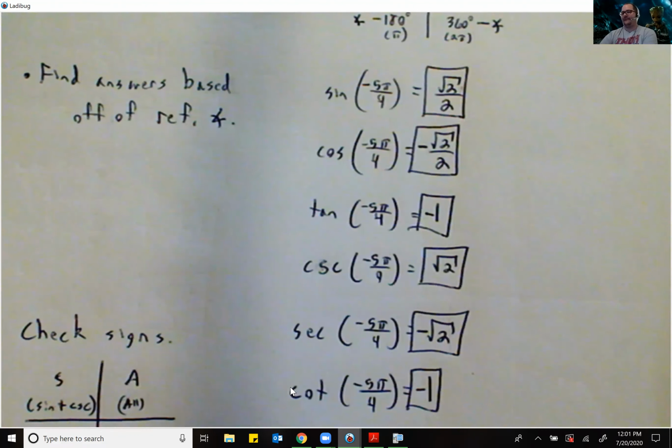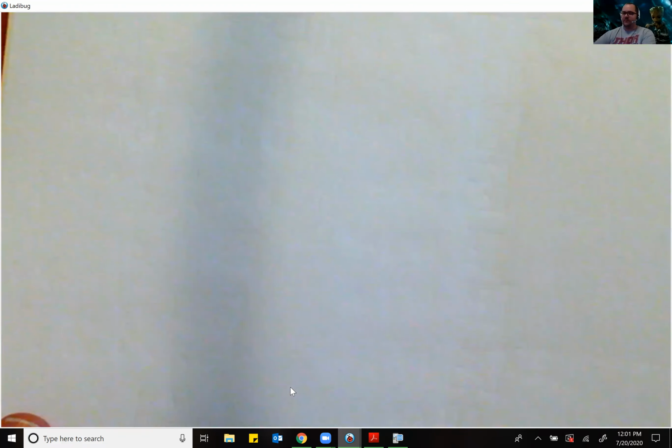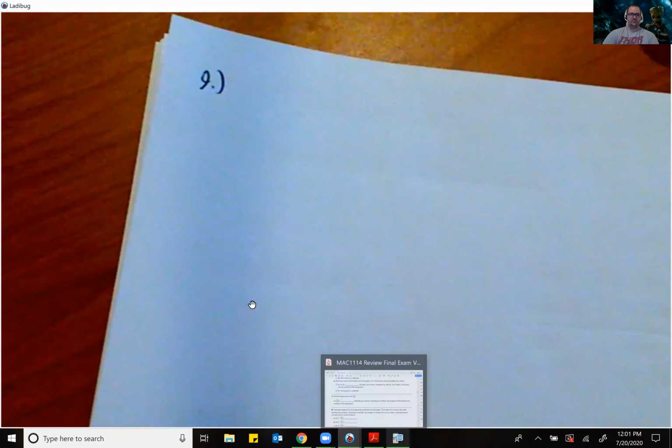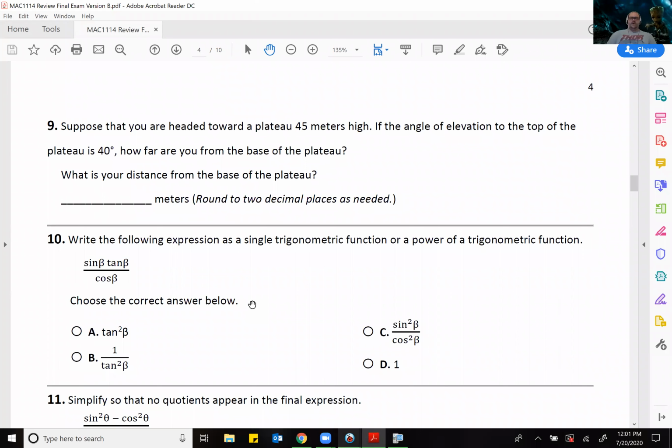All right. Moving on. Number 9. Okay. So this is the last of chapter 9, or at least it should be. This is coming from 9.7 when we had right triangles and you're working with opposites over adjacents and things like that, and it's a word problem. So it says, suppose you are headed for a plateau 45 meters high. The angle of elevation to the top of the plateau is 40 degrees. How far are you from the base? 45 meters high, 40 degrees.